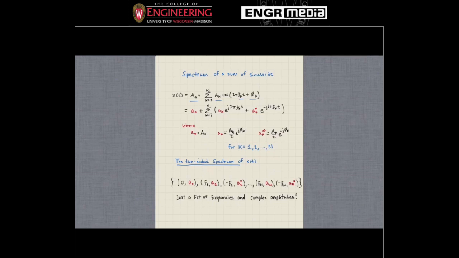Now note that I've assumed that all the f k are different. The reason I did that is that if there are any two terms in this sum with the same frequency, we already know how to combine those into a single sinusoid at that frequency.